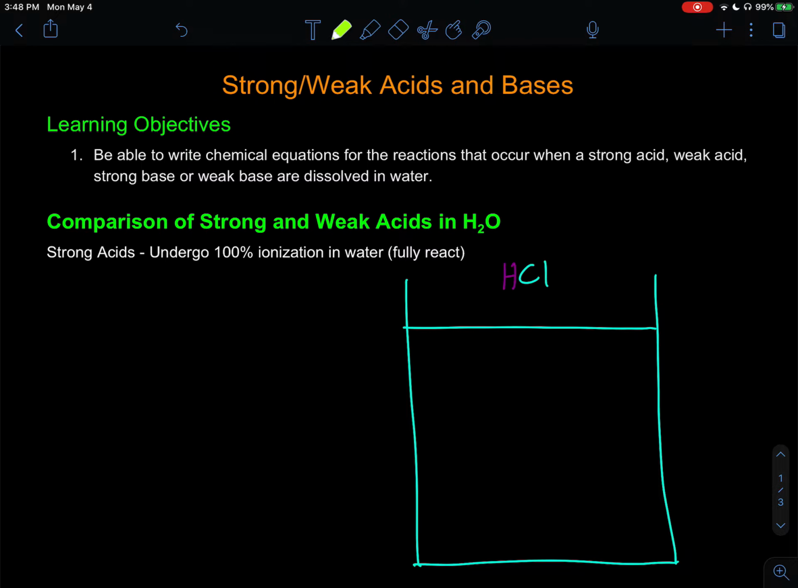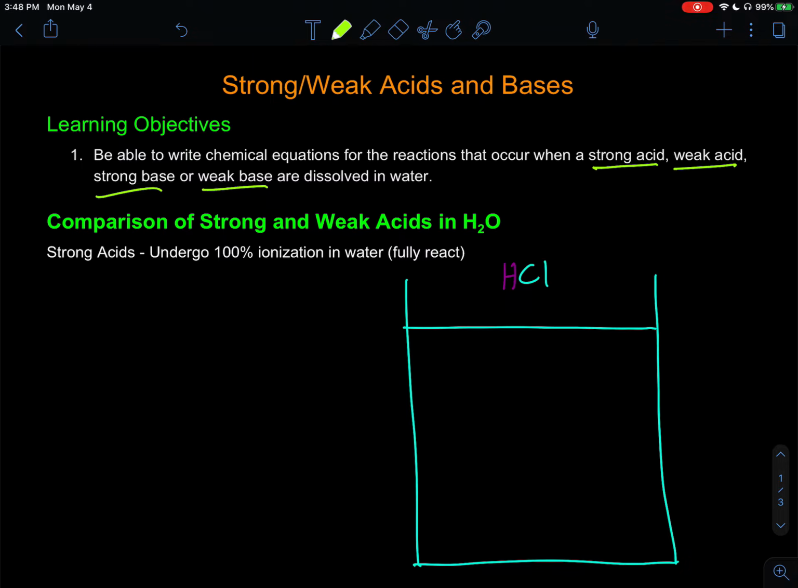So in this video, we're going to look at what happens when we put a strong acid, a weak acid, a strong base, or a weak base in water. We're going to talk about the difference between them when they're added to water. What kinds of reactions do we observe? Do we see equilibrium? Do we see predominantly one side being favored? So we consider that more of a one-way reaction. And we're going to look at this with these 4 different types of possible solutions.